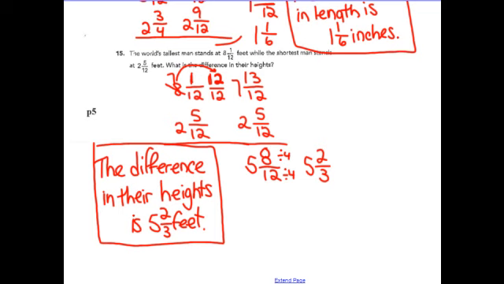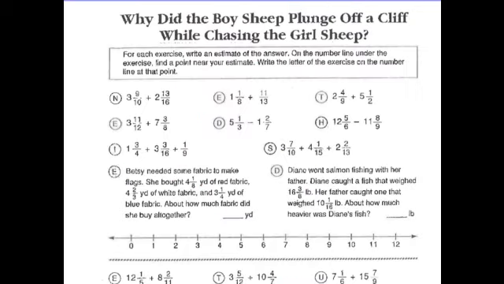So that's the first part of the notes. The next page, I would actually like you to skip to page 7 in your packet, and it looks like this. And it's one of those riddles that says, why did the boy sheep plunge off a cliff while chasing the girl sheep? So we've done these before, and we know that they usually have some kind of a silly or ironic answer, and we're going to have to solve this puzzle to get to it.